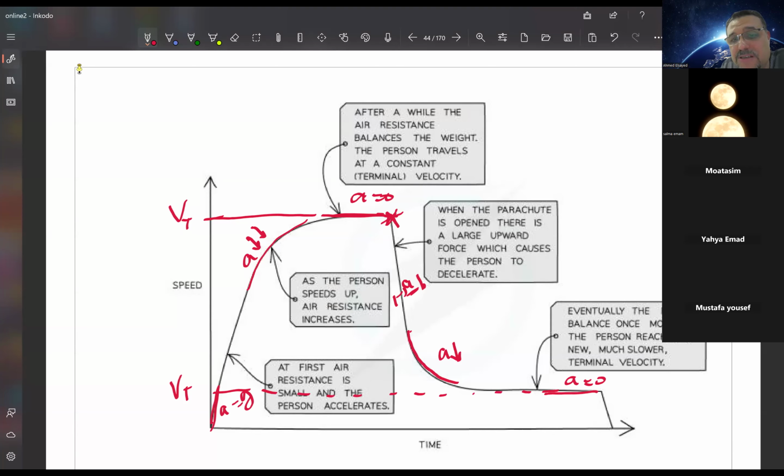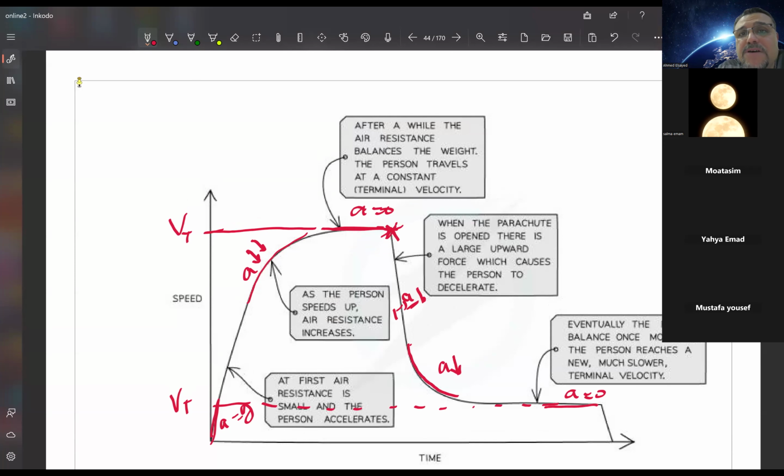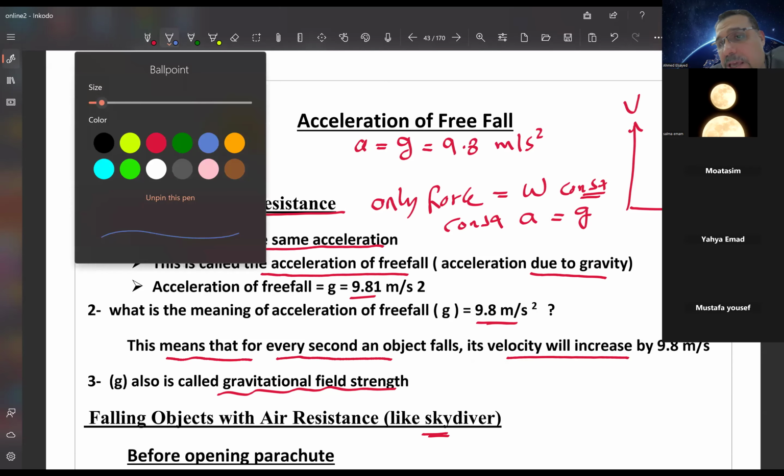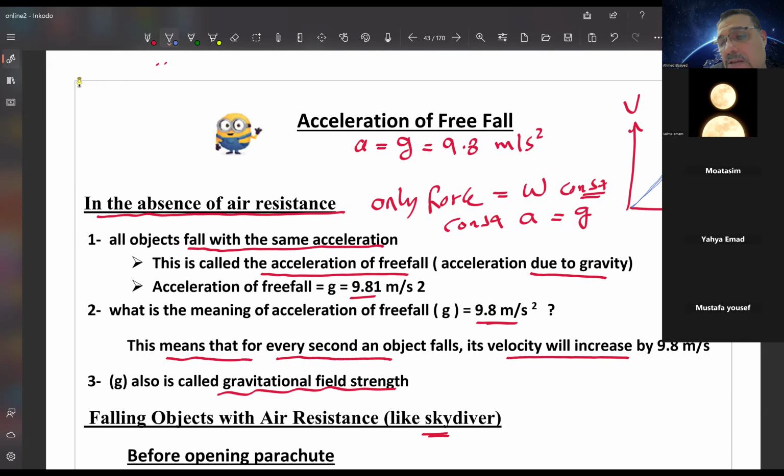Lower terminal velocity. So this is a function of the parachute, to decrease the terminal velocity. What about the graph? In the absence of air resistance, what is the shape of the graph of time and velocity? In fact, it will be like this. It will be a straight line like this.